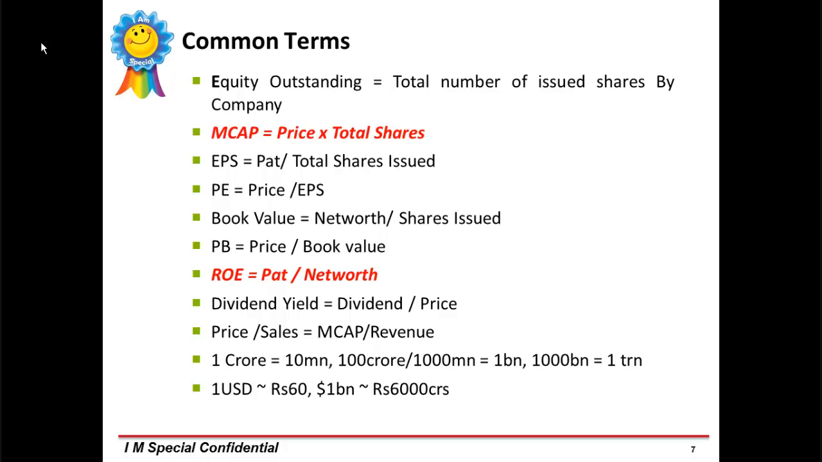Then for simplicity's sake, I have put few numbers here. 1 crore, as we know, is 10 million. 100 crore is 1000 million or 1 billion. 1000 billion is 1 trillion. For simplicity's sake, I have taken 1 US dollar as 60 rupees. So 1 billion would be 6000 crores.